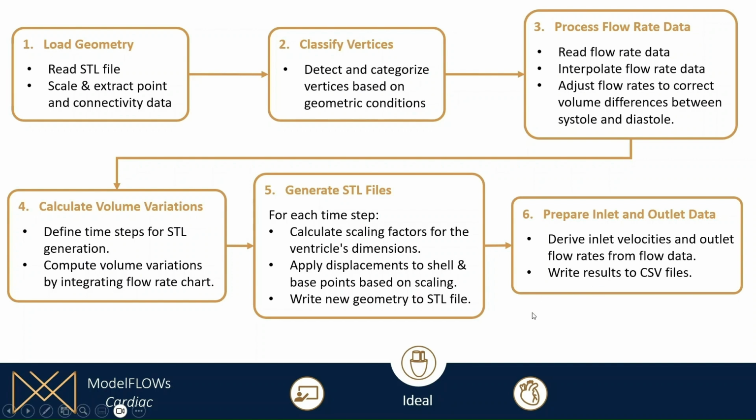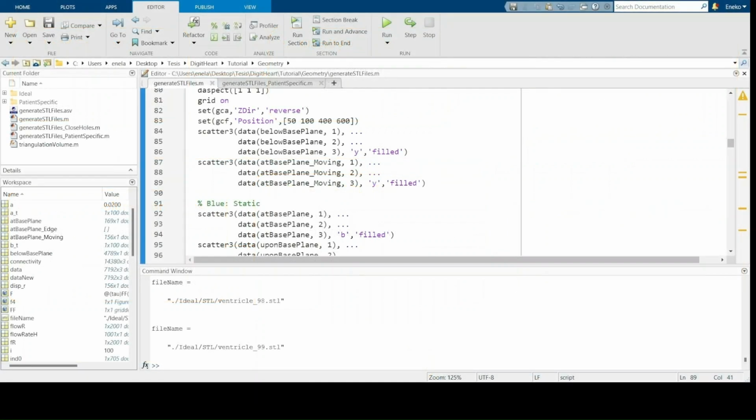And finally, we also have a part of the code which is to prepare the inlet and outlet data, which is basically taking the flow rate data that we have and creating some inlet velocity or outlet flow rate, which is going to match the volume variation in our ventricle. So with this, we are going to go to the MATLAB script that we have.